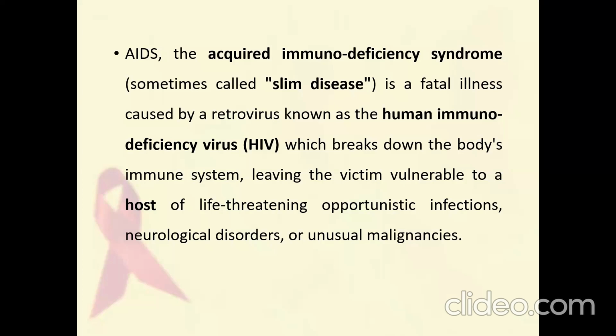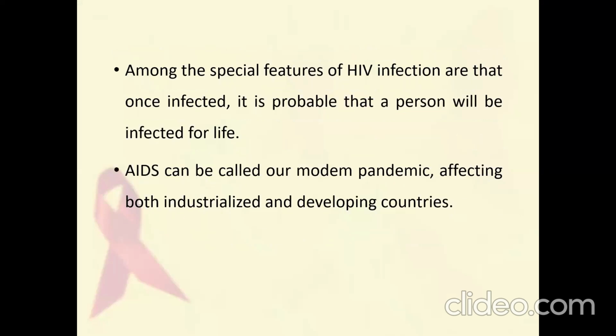It's a fatal illness caused by the retrovirus known as human immunodeficiency virus, which breaks down the body's immune system, leaving the victim vulnerable to different types of infections, like opportunistic infections, neurological disorders, or unusual malignancies. Among the special features of HIV infection is that once infected, it is probable that the person will be infected for life. It is not curable. AIDS can be called our modern pandemic, affecting both industrialized and developing countries.